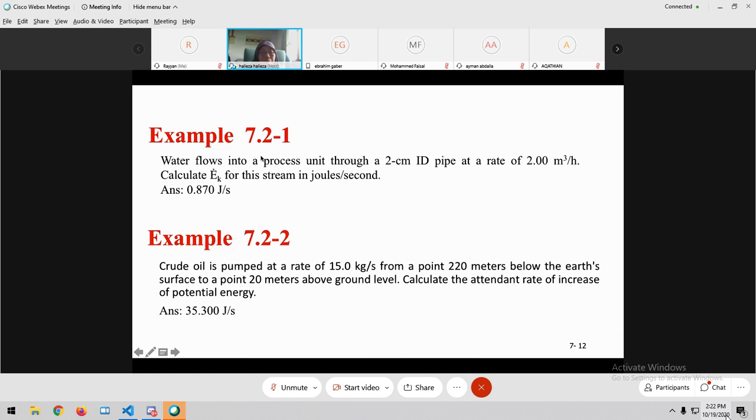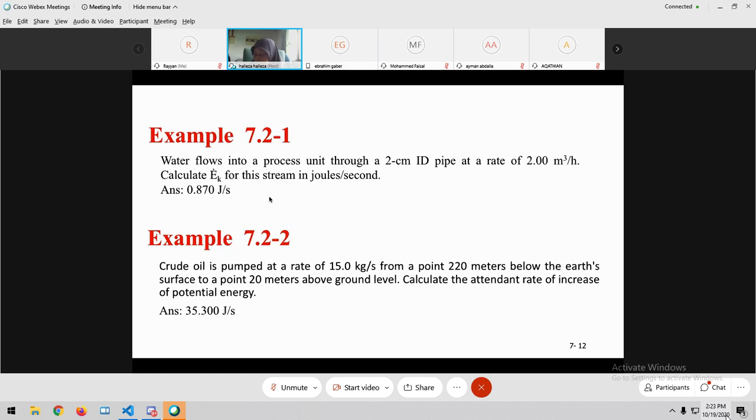We looked at example 7.1 yesterday. Any question on that? Nobody asked any question yesterday, so I'm going to look at example 7.2. Okay, 7.2 is about crude oil. Have a look at it. If you have your textbook, you can read it from your textbook.